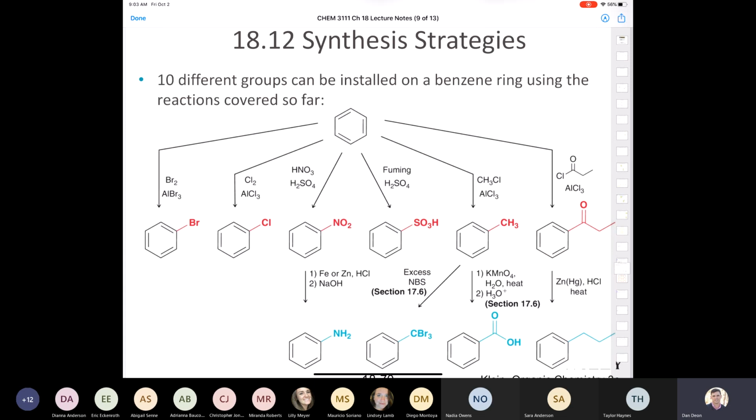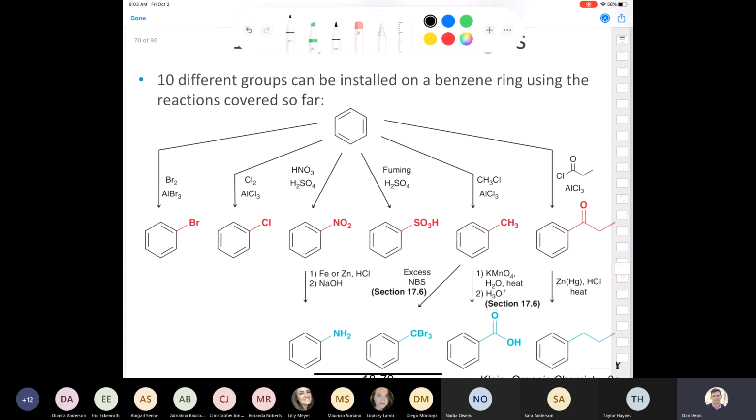Okay, so here are all the reactions that we've learned. We've learned bromination, chlorination, nitration, the formation of a sulfonic acid or sulfonation. Friedel-Crafts, so this is Friedel-Crafts alkylation, and Friedel-Crafts acylation. We learned the Clemmensen reduction. What else? We learned how to reduce a nitro to an aniline using iron or zinc and HCl, and then working that up.